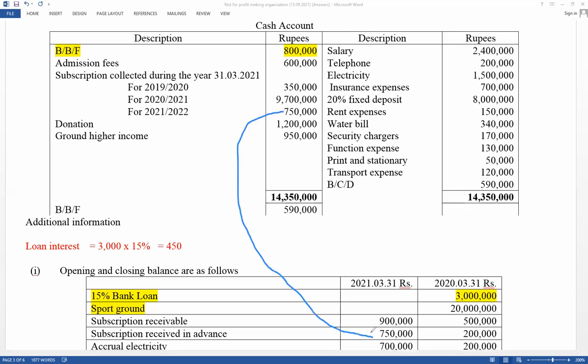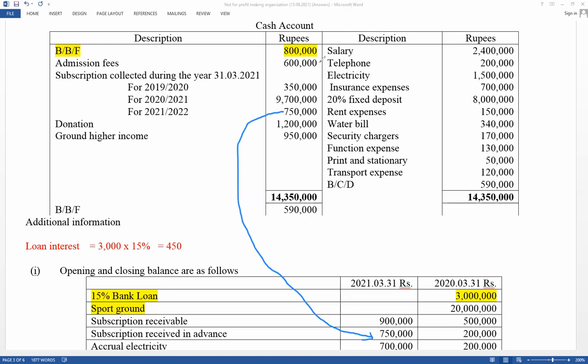As a closing balance, subscription received in advance. Our accounting period ends at the end of the year, 31st March 21. Therefore, our accounting period is the 20-21 period. But during the accounting period, subscription was received for the next financial year also. That value should be considered as the subscription received in advance closing balance. But here it has given the closing balance separately. If it had not given it, this is the value you have to consider as subscription received in advance.